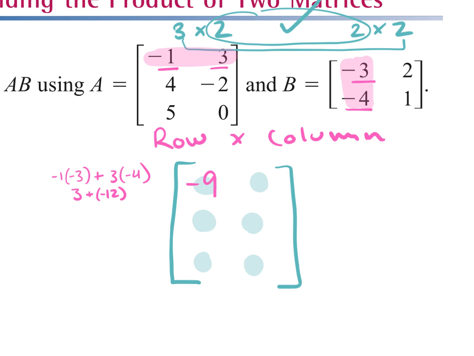Now we can stick with the first row. We'll go first row, second column. So we're going to multiply the first number times the first number. So -1 times 2 plus the second number times the second number. 3 times 1. -1 times 2 would be -2 plus 3 times 1 is 3. And what's -2 plus 3? 1. Awesome. So my first row, second column spot would be 1.